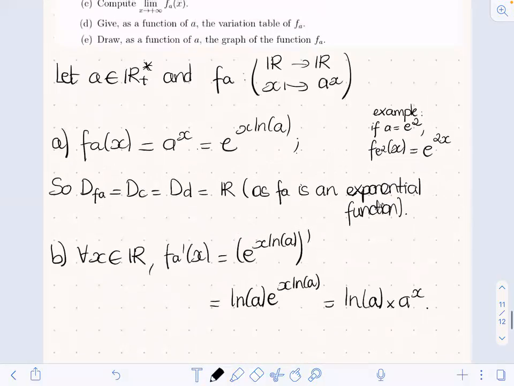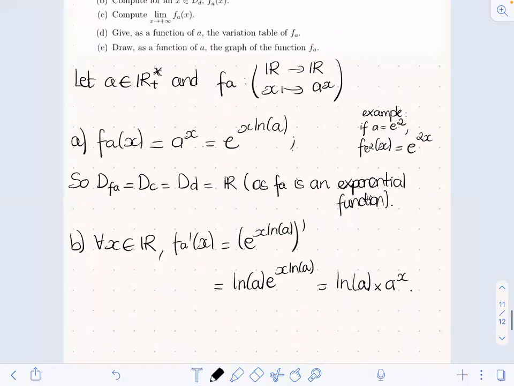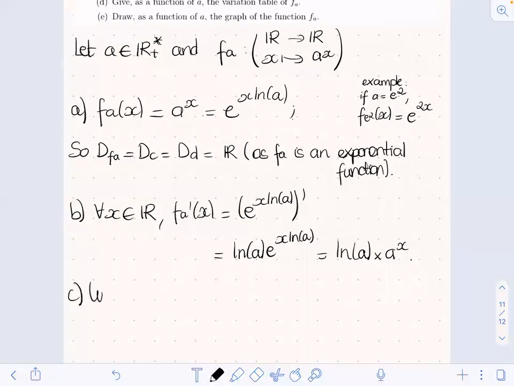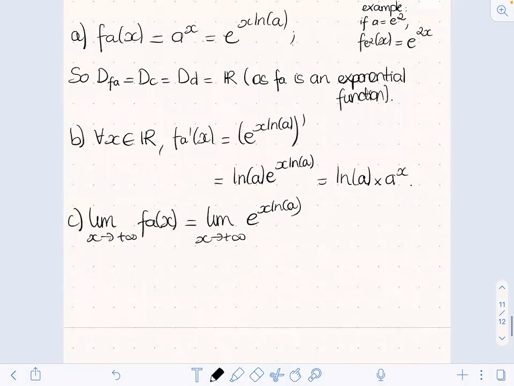So that's the derivative. The next thing that we want for this function is the limit of the function when x goes to infinity. So limit when x goes to infinity of fa of x. That's the limit when x goes to infinity, exponential x ln of a. So what can you say about this limit?